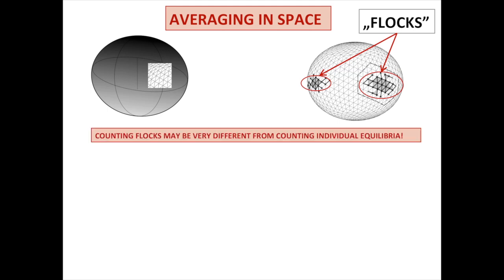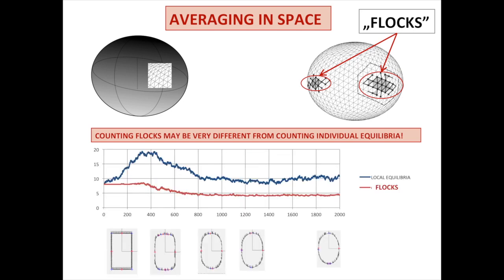Now, if we track the number of individual points, it may differ very much from tracking the number of flocks. And indeed, if we track the number of flocks, we see that it is decreasing. Of course, we ran it many, many times, but this is the average. So the trend is that it is decreasing.